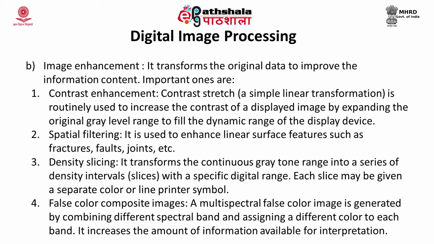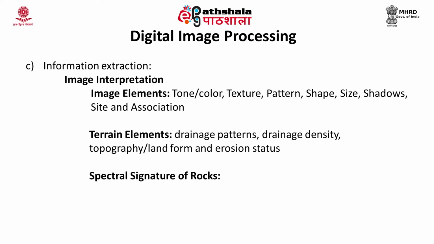So, during this process, we combine different spectral bands and assign each band a different color. So, we are creating a different color composite image. We call it a false color composite image, and it will help us to gather more information from this image. The next important aspect is how to get information from the image.